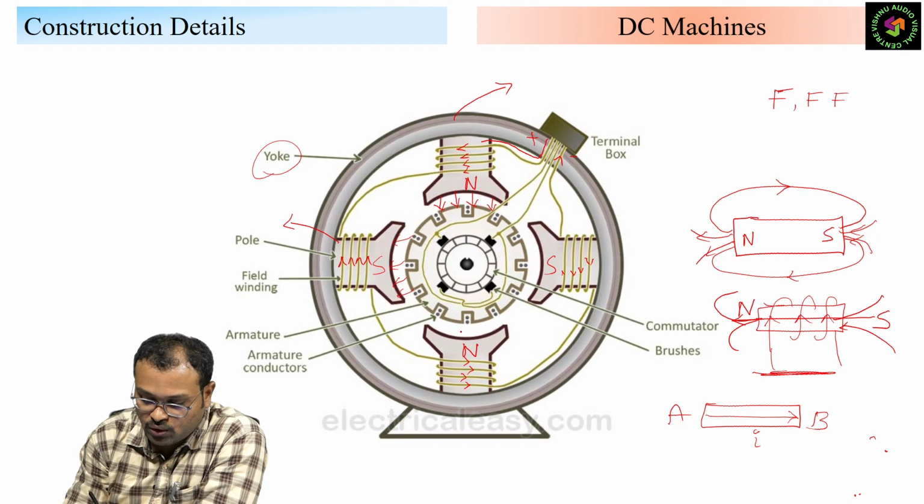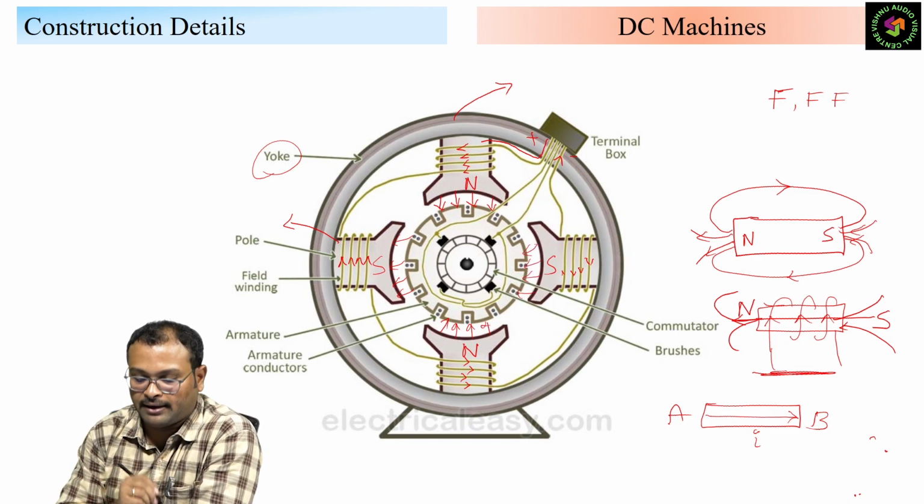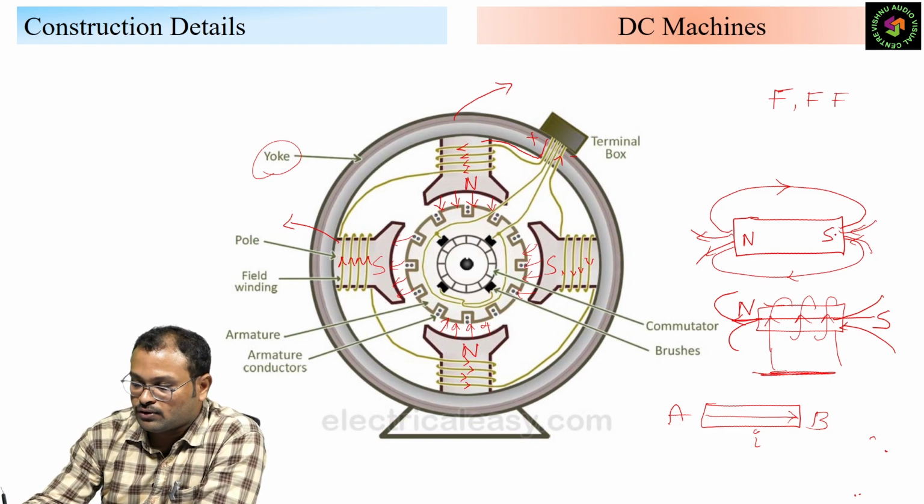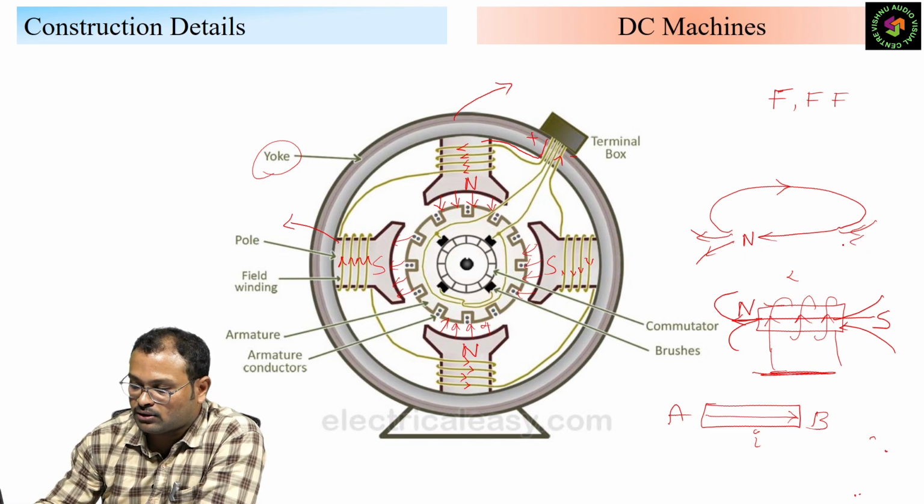So that is the two purposes of the pole core and pole shoe, and the field winding, which is generating the magnetic field as I said. And the next one is the yoke. So we know that in magnetic flux, inside the magnet it is going from south to north, and outside it is coming from north to south.